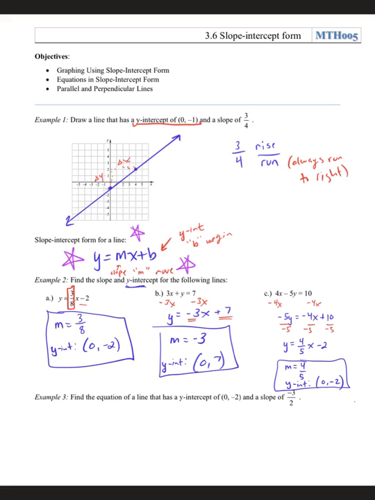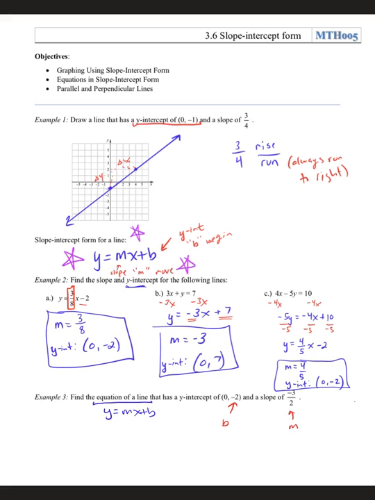The next one we are looking at. Example 3, find the equation of a line that has a y-intercept of -2 and a slope of -3 over 2. Pause the video and try this one out on your own. See how you make out. Okay, you can see find the equation of a line.